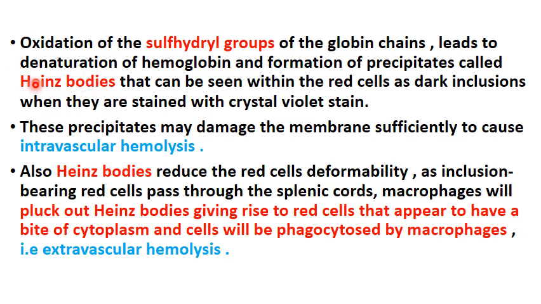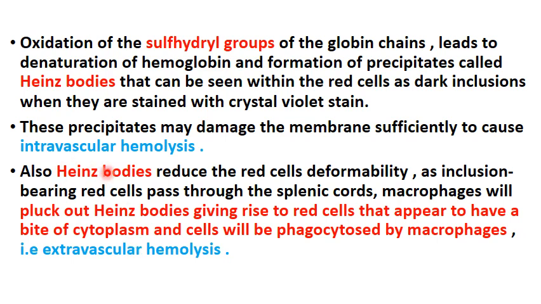These Heinz bodies are seen in the red blood cells of G6PD, within the red blood cell as dark inclusions, نقاط سوداء, when stained by a special stain, crystal violet stain. This is important to be memorized. These precipitates damage the membrane, which leads to intravascular hemolysis. So in G6PD, there is intravascular hemolysis, in addition to extravascular hemolysis that takes place outside the circulation.